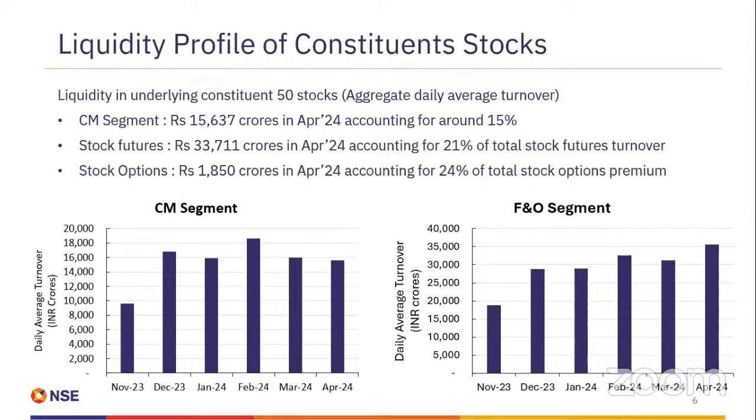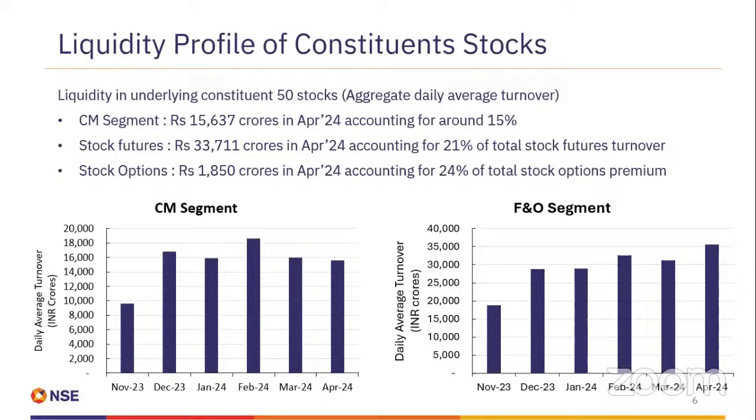Now this is just giving you an overview about the liquidity profile. The 50 stocks which are there in the index are quite liquid. If you see their aggregate daily average turnover in the cash market itself, in April only, just the last month, it accounted for almost 15,600 crores of daily average turnover, which is roughly around 15% of the total market. So that indicates that the underlying stocks themselves are very liquid in the cash market.